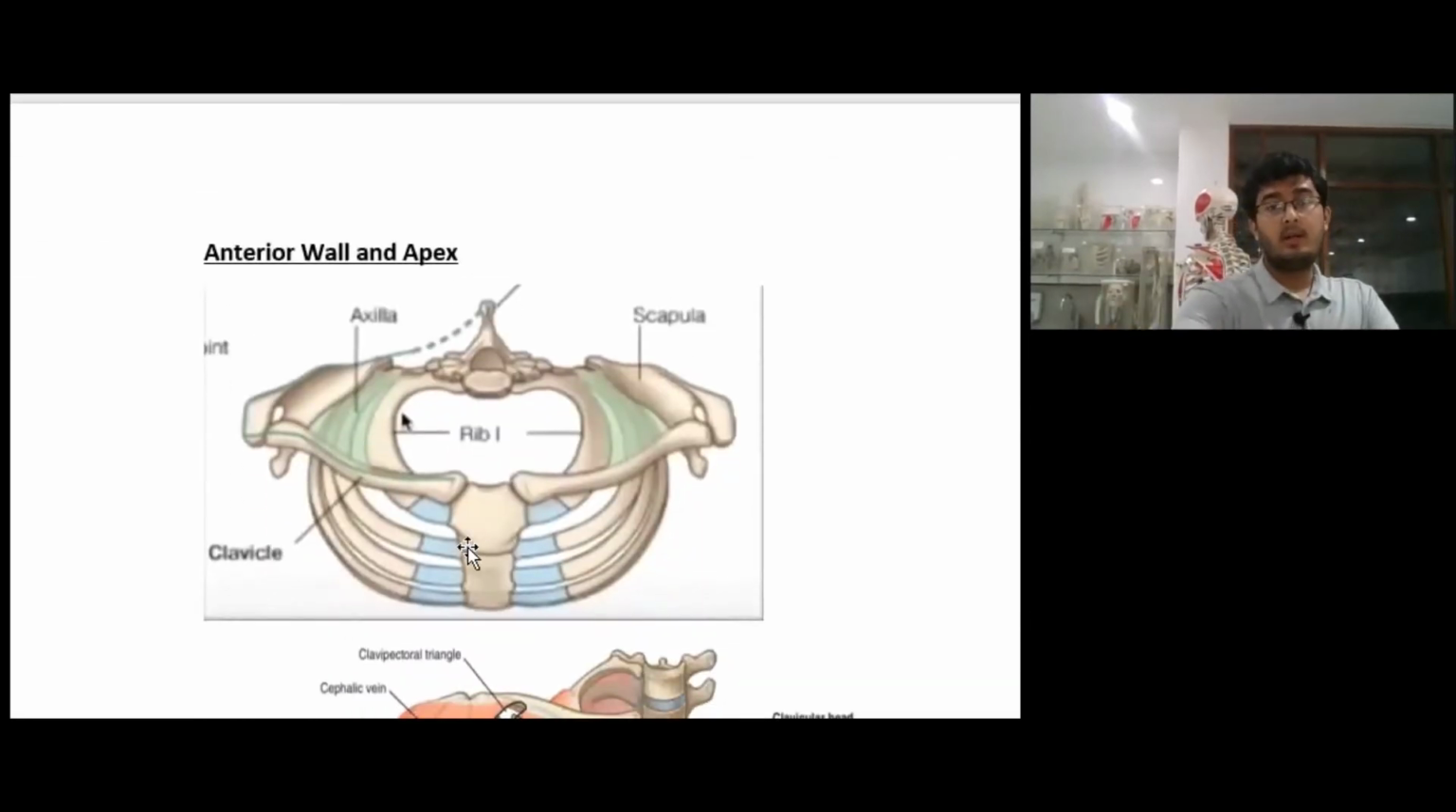This image is taken as if we look at our body from a superior aspect, as if I had my eyes on top of me, looking downwards. So this is the apex of the axilla. It is formed by three boundaries. The medial aspect is formed by the first rib, the posterior aspect is formed by the scapula, and the anterior aspect is formed by the clavicle.